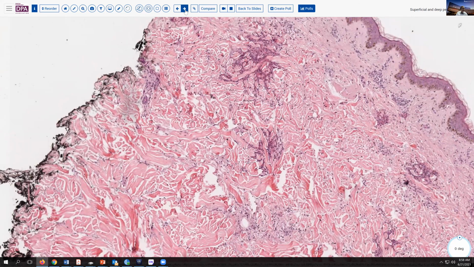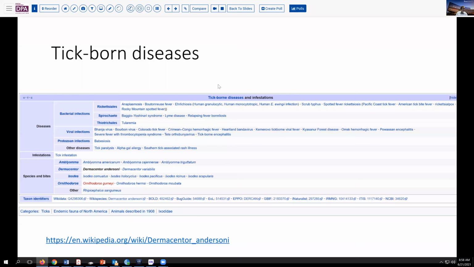Now, ticks carry in particular the potential for transmitting other diseases, and so it's important to just remember how broad and widespread those disorders can be. And so this taken conveniently from Wikipedia shows some of the bacterial infections that can be transmitted by various tick bites, including tularemia, Lyme disease, ehrlichiosis, and so forth, depending on whether they're rickettsia, spirochetes, or thiotrichales, as well as viral infections and various protozoal infections such as babesiosis.